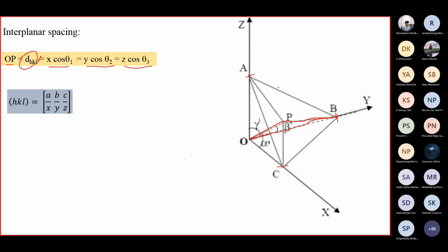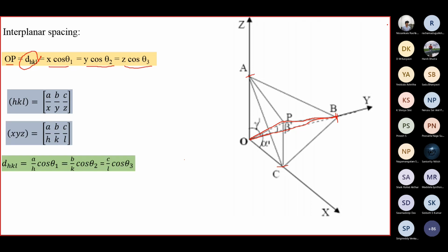Denominator is removed to get the integers, whole numbers. Then from this, simply from this, h k l is equal to a by x, b by y, c by z. From this we can always say x, y, z is equal to a by h, b by k, c by l. Now d hkl is equal to, we have x, so instead of x, write a by h. Instead of y, you write b by k. Instead of z, you write c by l.